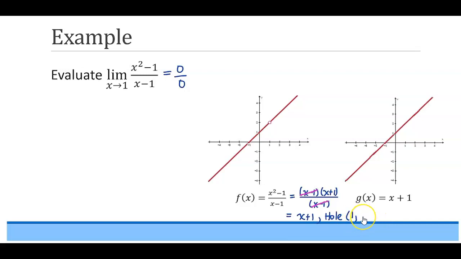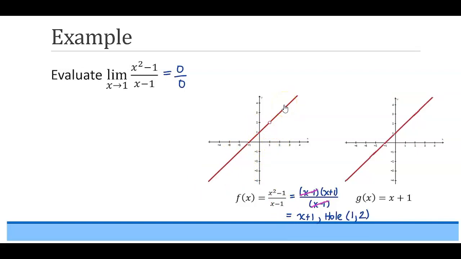And then to find the y value of the hole, we substitute that x value into the part of the rational function that's left over after canceling. So we're going to plug 1 into x plus 1. So 1 plus 1 is 2. The hole in our graph, in our line, is going to be at 1, 2. So my rational function, it turns out, is a linear function with a hole in the graph at 1, 2.